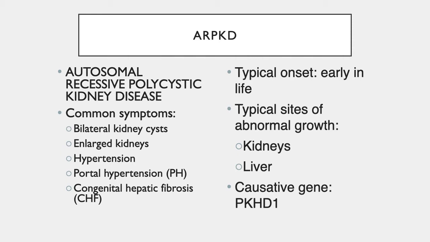First, ARPKD, or autosomal recessive polycystic kidney disease, is a hepatorenal fibrocystic disorder that results in enlarged kidneys, often due to bilateral kidney cysts and progressive loss of renal function. Additional symptoms often include things such as hypertension, portal hypertension or PH due to hepatic cysts, and congenital hepatic fibrosis or CHF due to ductal plate malformations of the portobiliary system. The most common site of abnormal cyst formation often occurs in the kidneys and the liver.